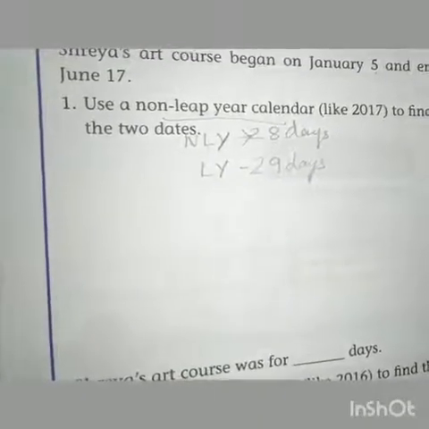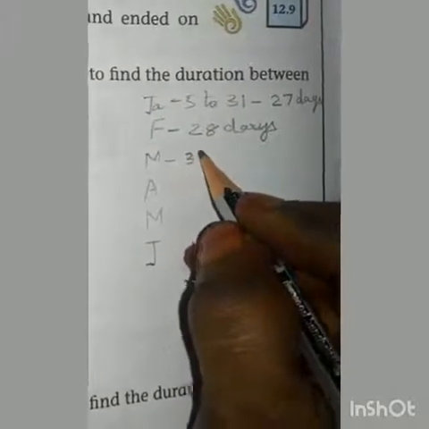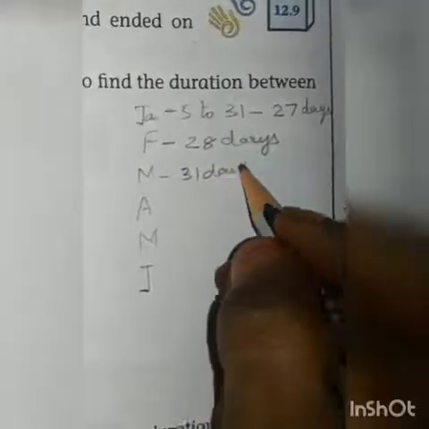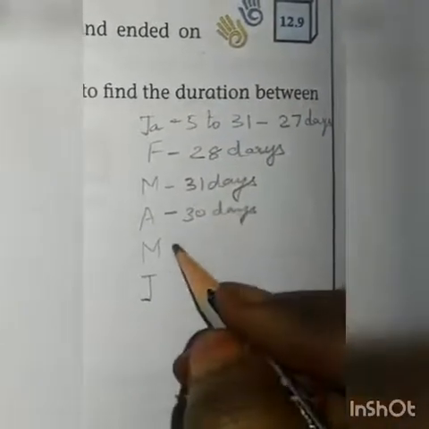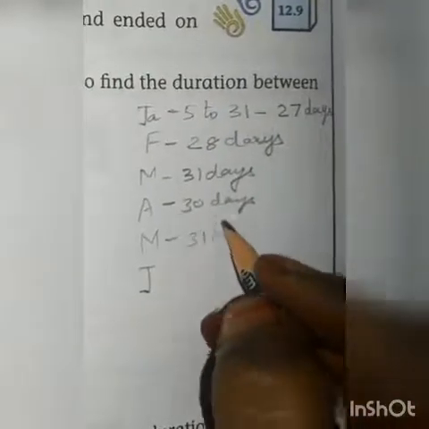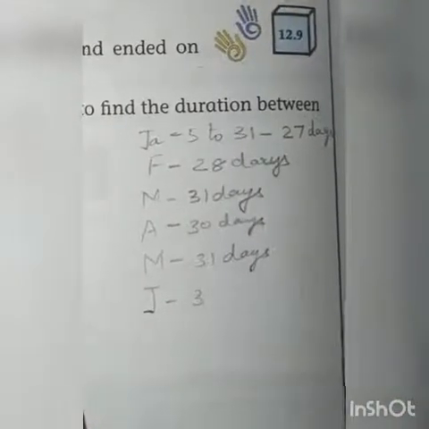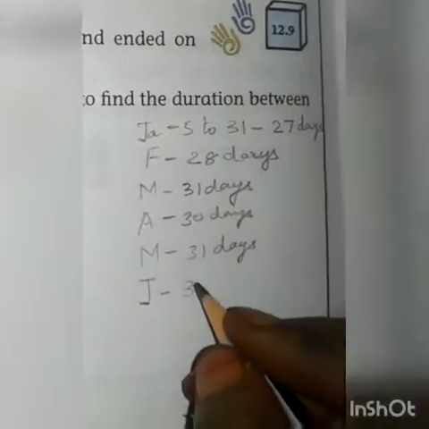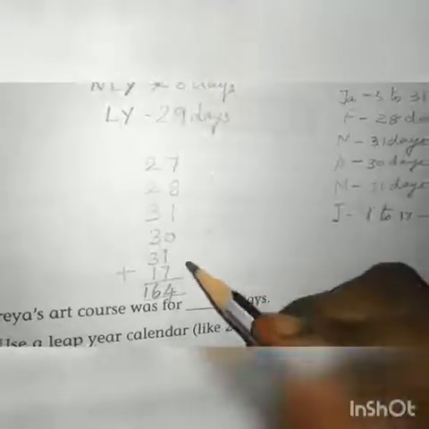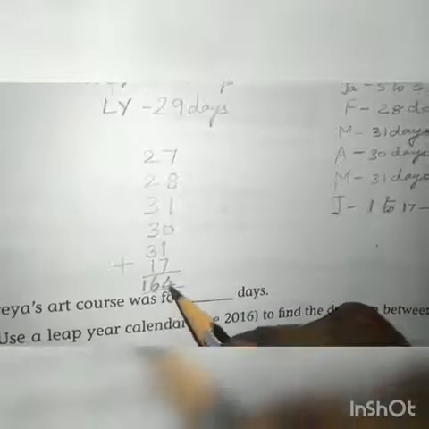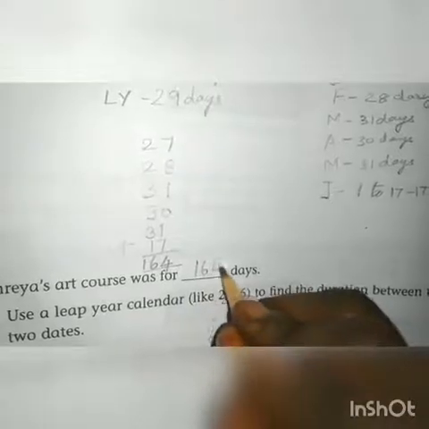Okay, now in March, how many days are there? From 1 to 31, so totally 31 days. In April, 30 days. In May, 31 days. In June, here we have to end at June 17. So from June 1 to June 17, after adding all these values, we will get the total number of days as 164. Therefore, Shreya's art course was for 164 days.